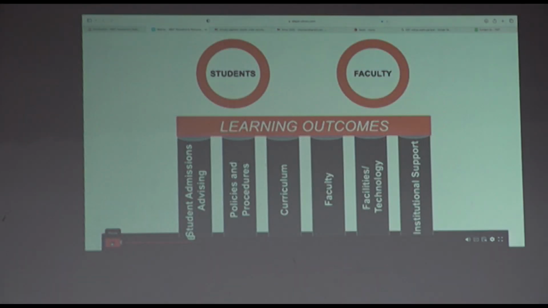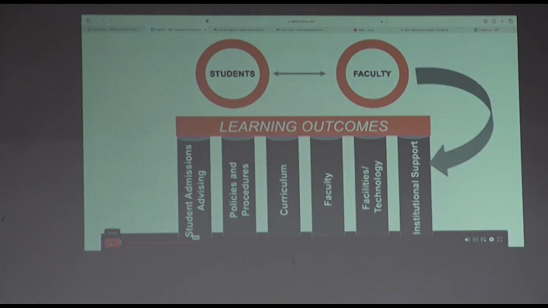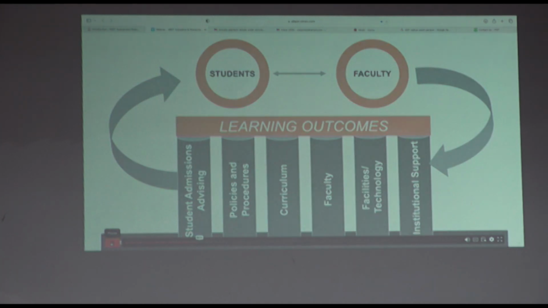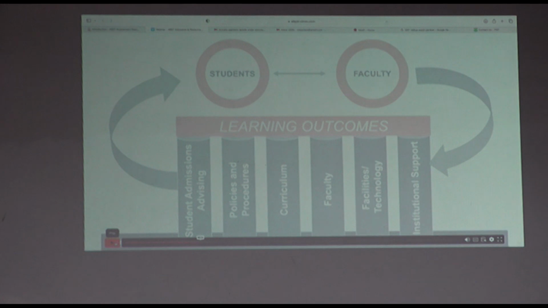of faculty. These really work together: what faculty learn about students, faculty take that information to improve the infrastructure, which in turn improves student learning. All of this works together to produce what we talk about.